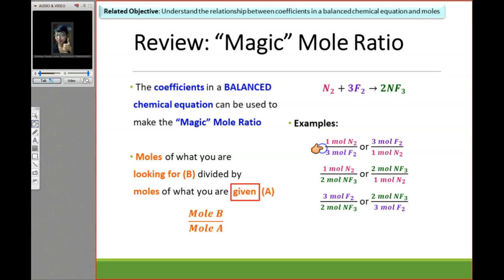So for example, you could use 1 mole of N2 divided by 3 moles of F2, or if you needed to find the opposite thing, you could actually flip it. Same thing with the other 4 examples here. Again, you can flip the mole ratios back and forth. You don't always have to use the same mole ratio. You're going to use whatever magic mole ratio makes sense for your problem.